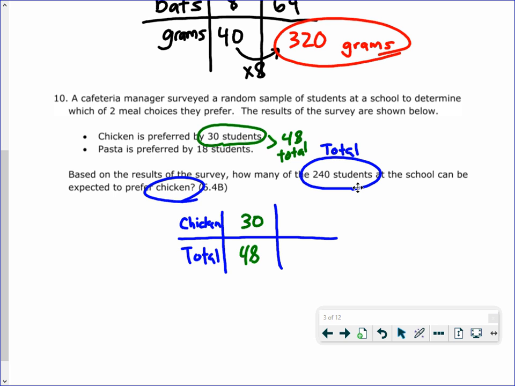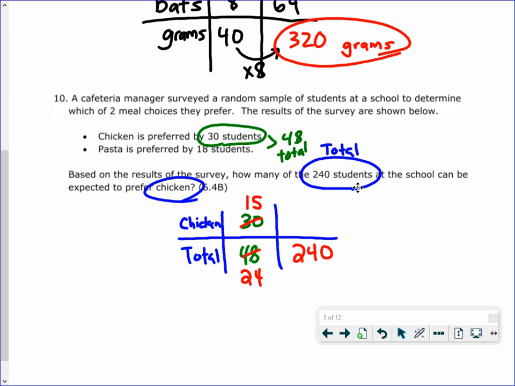And then they tell us that it's out of 240 that they want to know how many eat chicken. So we're going to use that ratio to help us figure out how many out of 240. And as you can tell, well, maybe you can't tell, but 48 times 5 is going to be 240. But you may not be able to see that. So let's go ahead and simplify this down. Let's start with 2. We're going to divide both of these by 2, and we're going to rename this to 15 over 24.